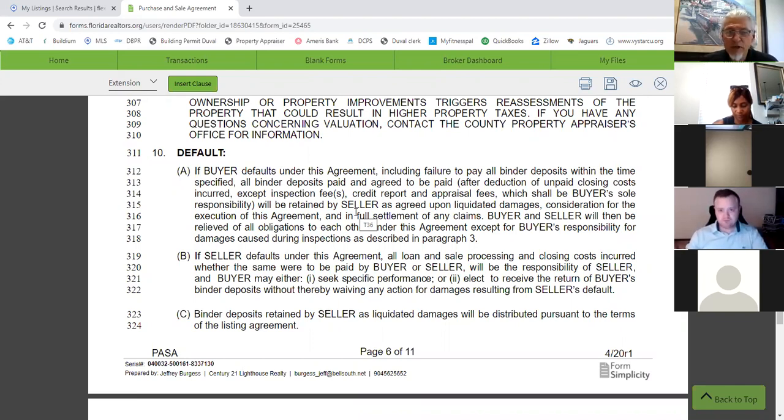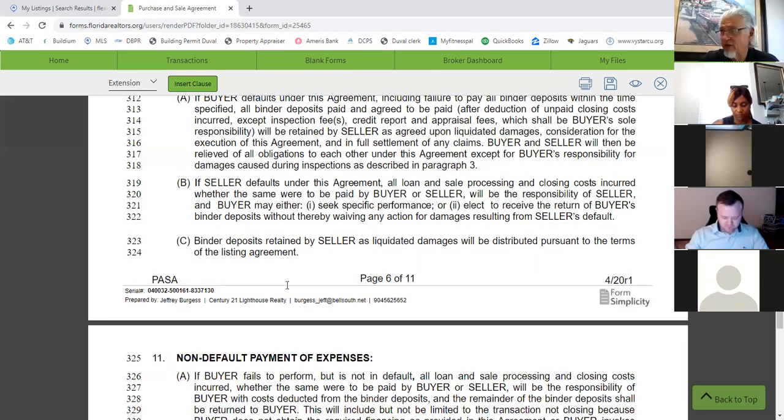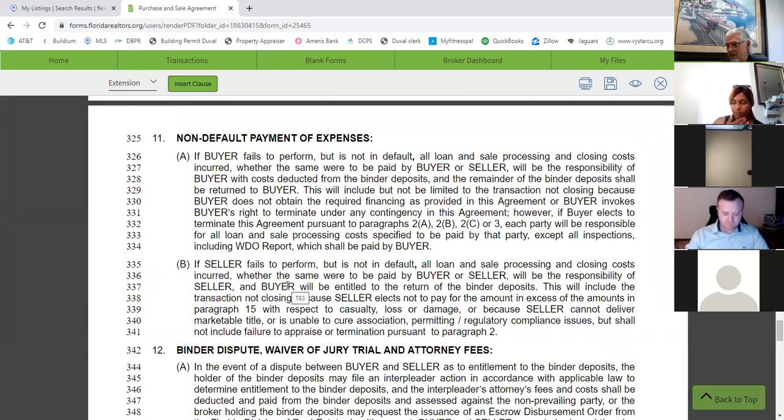Binder deposits retained by the seller as liquidated damages will be distributed pursuant to the terms of the listing agreement. And again, what does the listing agreement say? It says 50% comes to us if we're the listing agent. Does the buyer's agent have any right to any of those retained binders? No. No, because his customer defaulted. You brought him to this mess.